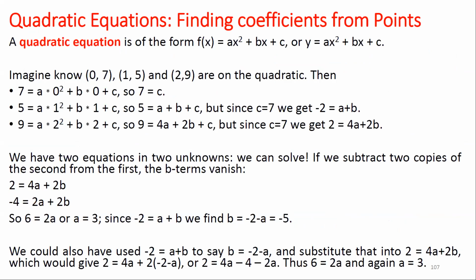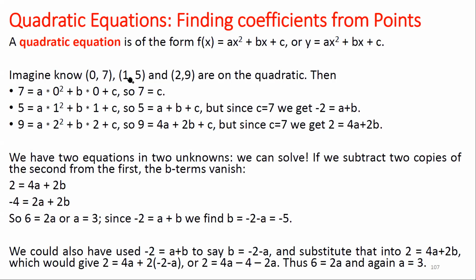And so how would we find the parabola? Well, a quadratic equation or a parabola is ax squared plus bx plus c. So imagine we know the points (0, 7), (1, 5), and (2, 9). So this is the slide we've seen several times before. If y equals 7 and x is 0, we get 7 = a(0 squared) + b(0) + c. So that's very nice if the point is 0, and we get 7 = c.